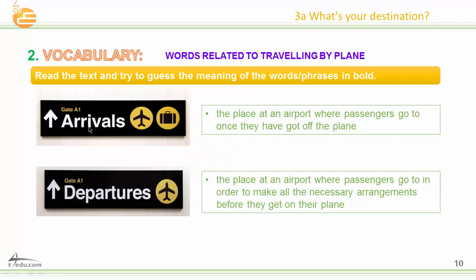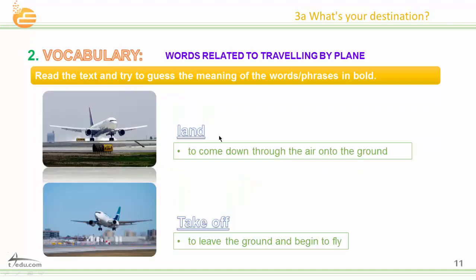Look at here, arrivals. What does it mean? Arrivals is the place at an airport where passengers go to once they have got off the plane. Departures, the place at an airport where passengers go to in order to make all the necessary arrangements before they get on their planes. Land, to come down through the air onto the ground. Take off, that means to leave the ground and begin to fly.